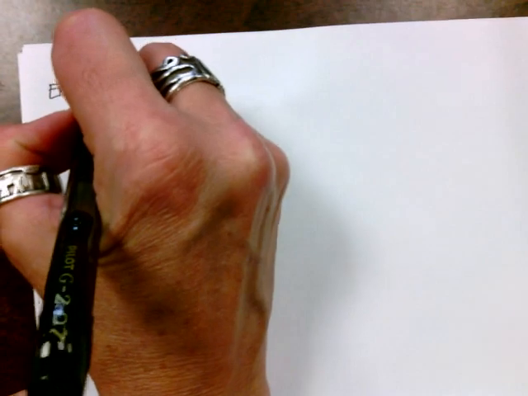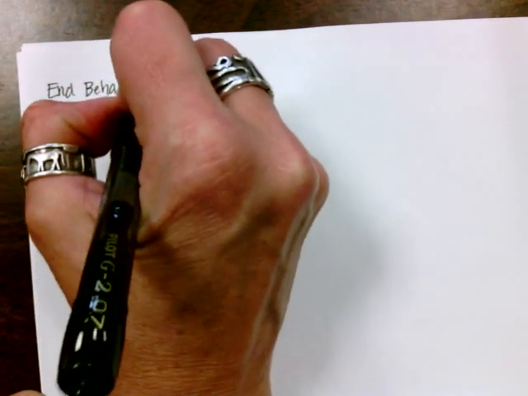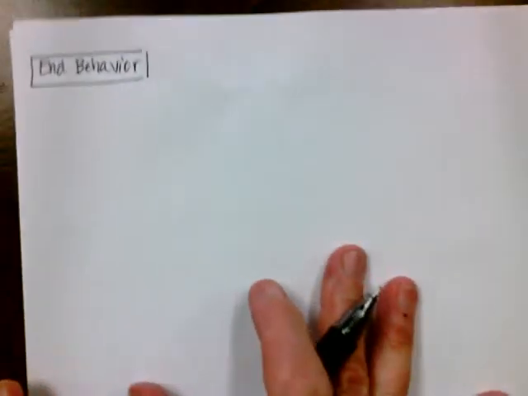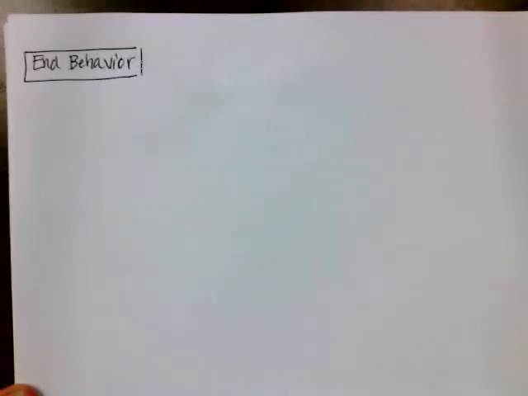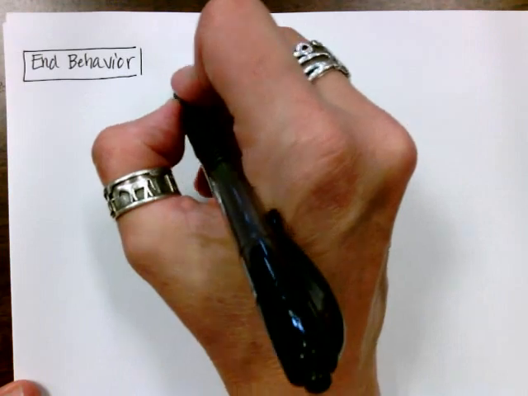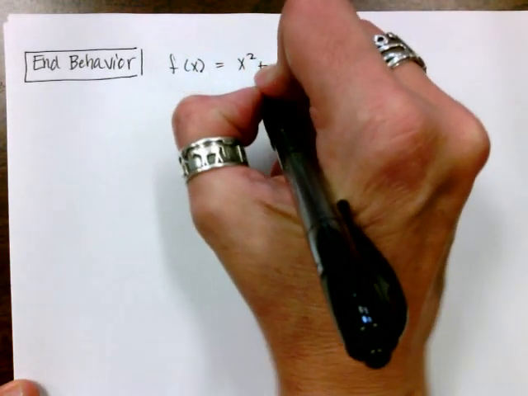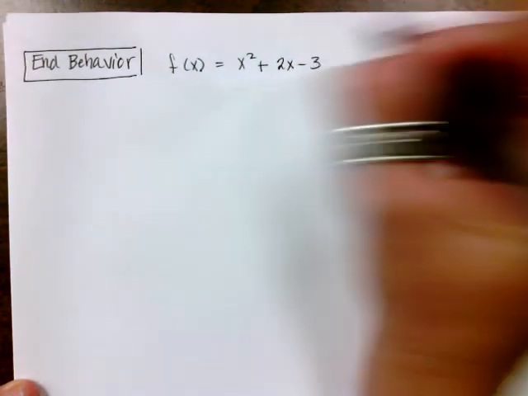All right, so the next thing that I want to talk about is end behavior. And again, this is a new topic. You've never done this before. It's kind of a cool idea. And I want to talk about it when I talk about our parabolas that we spent a million years working with. So let's say I was given a function x squared plus 2x minus 3.